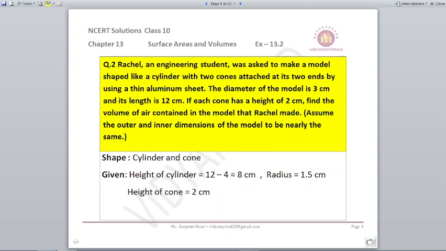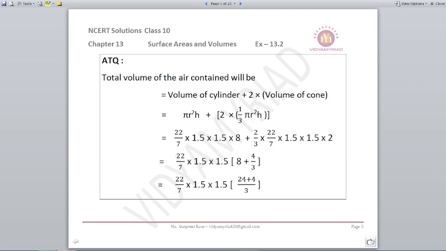We will be putting this in the formula of volume. So according to the question, the total volume of air contained will be how much? We will be taking the volume of the cylinder and will be taking a volume of the cone, but there are two cones, so we will be multiplying it with 2. So volume of cylinder is pi r square h plus 2 into 1 upon 3 pi r square h, that is the volume of the cone.